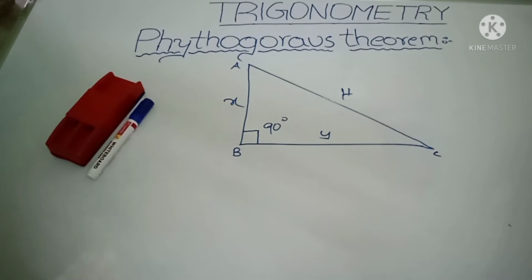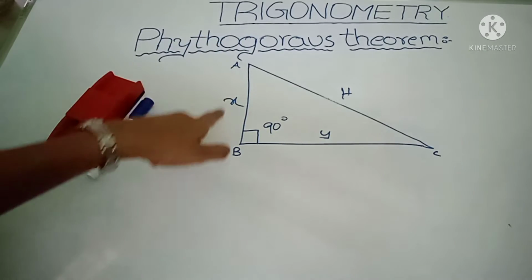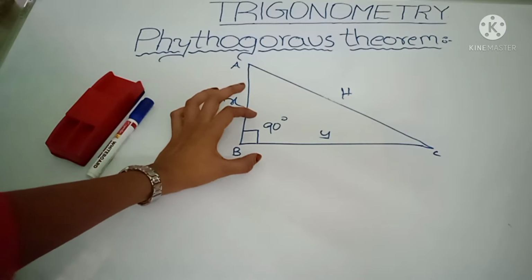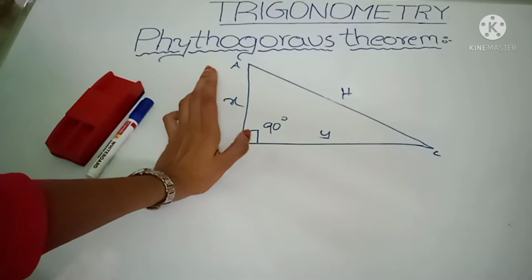In our previous classes, we discussed the introduction of trigonometry. This chapter mainly deals with triangles and right angle triangles. Let me ask one question: what is a right angle triangle? A triangle in which one angle is 90 degrees is known as a right angle triangle. See this? This is a right angle triangle because one of its angles is 90 degrees, so it is known as a right angle triangle.